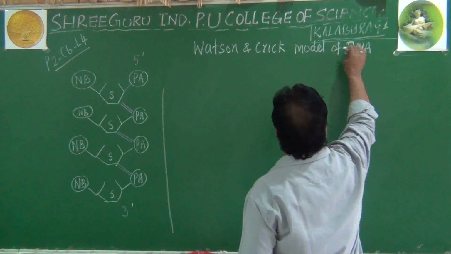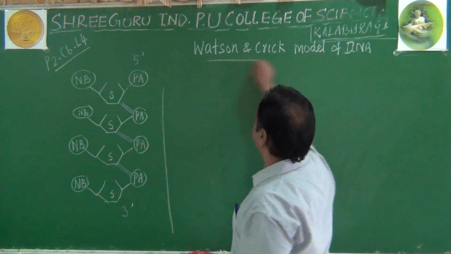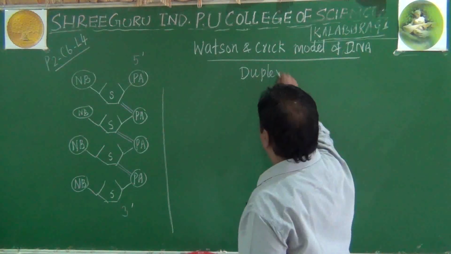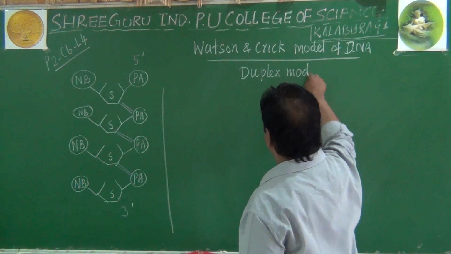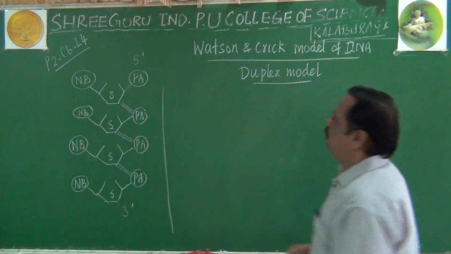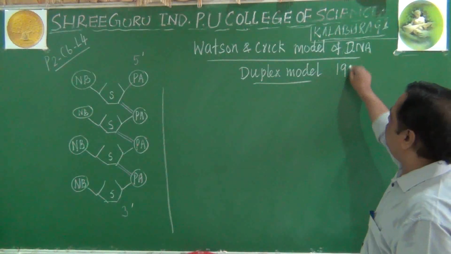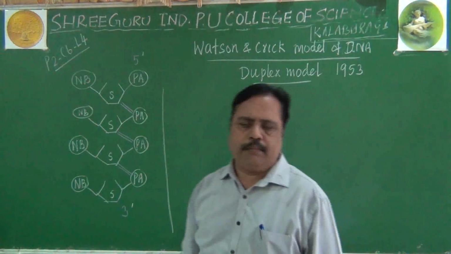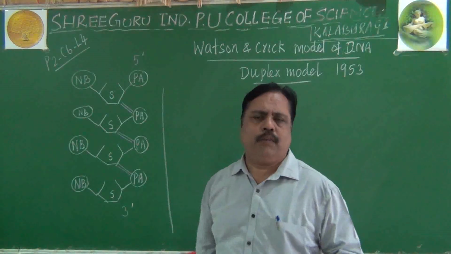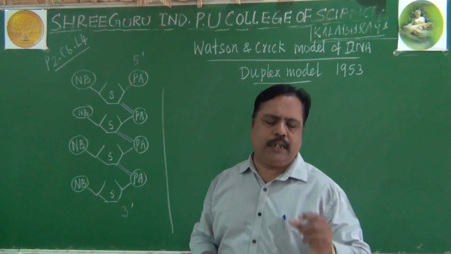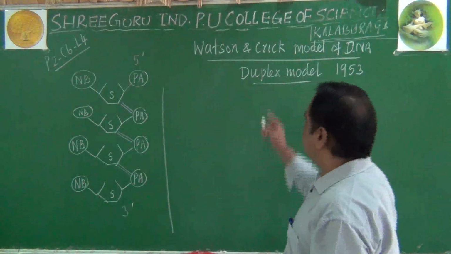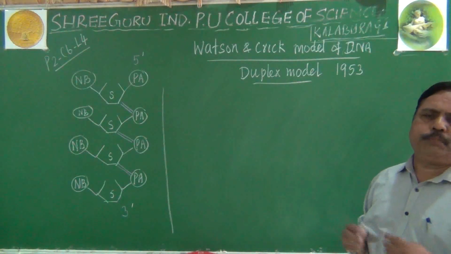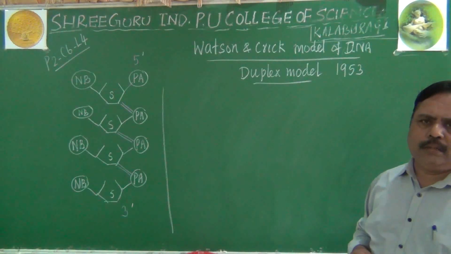This model of DNA is otherwise known as the duplex model of DNA. Duplex model. In 1953 it was proposed by Watson and Crick, very much later after Frederick Miescher. Okay. Why is it called a duplex model? What is the speciality of this duplex model?